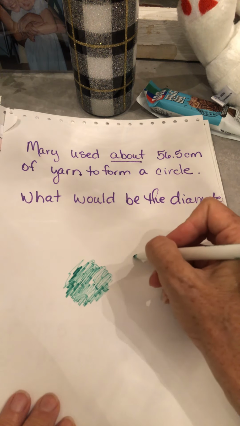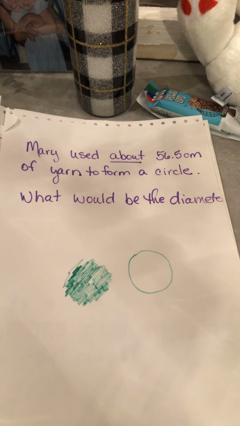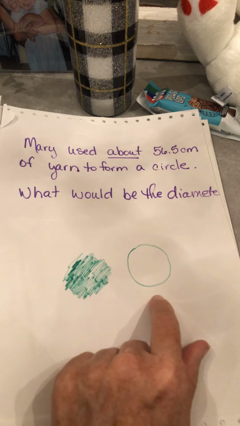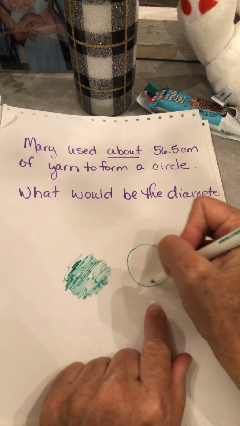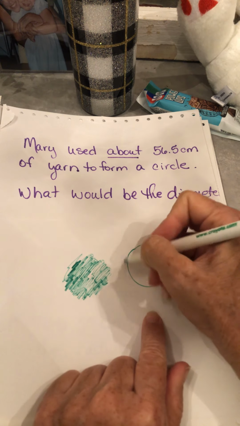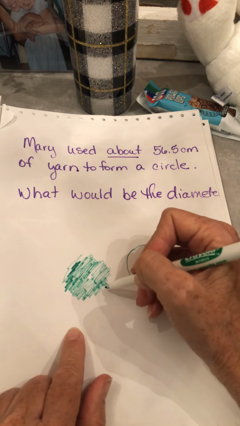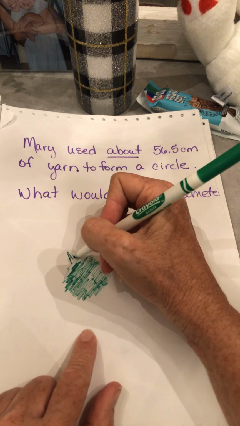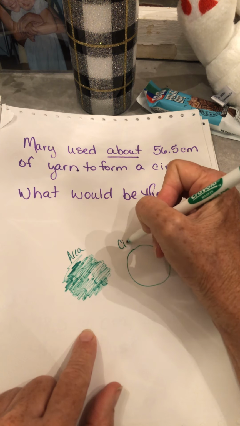Or would you form a circle by going like this? I'm going to guess most of you would do this. Well, what did I just do? I drew the outside. I drew the circumference. This would be surface area. This would be area. This is circumference.